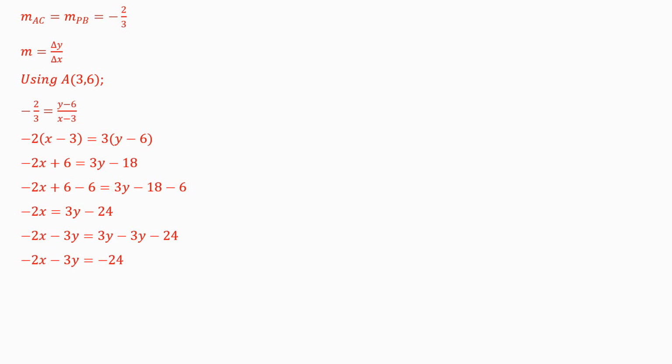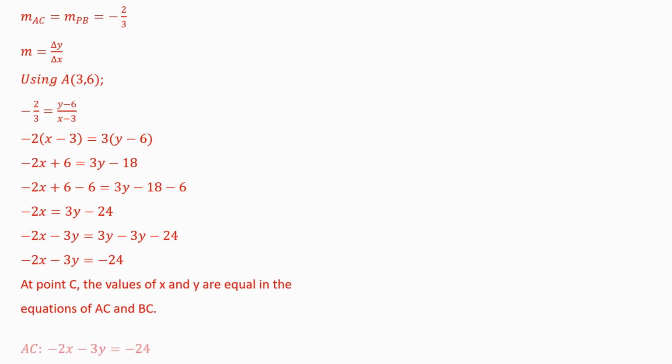Then we know that it's a triangle. So the lines AC and BC meet at point C. And that means the values of x and y in both equations are equal at point C. Meaning, we equate line AC, whose equation is, as we have computed, -2x minus 3y is equal to -24, and the equation of BC that we have been given, y is equal to -5x plus 47. The two equations form simultaneous equations, so we are going to solve them to find the values of x and y. So we have -2x minus 3y is equal to -24, and y is equal to negative 5x plus 47.